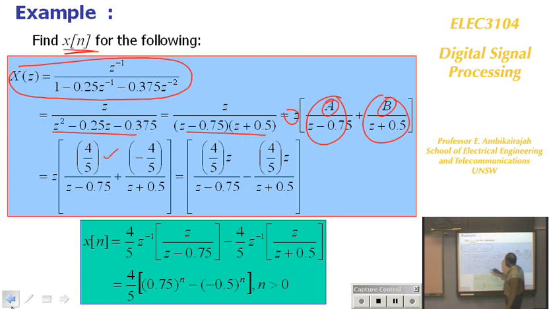Now remember, to do inverse transforms, you need to have Z to the minus 1. So the first step is to multiply them inside first, you got that. Then you divide by that. Or in this case you don't divide, you just take, let me have a look, 4 over 5.